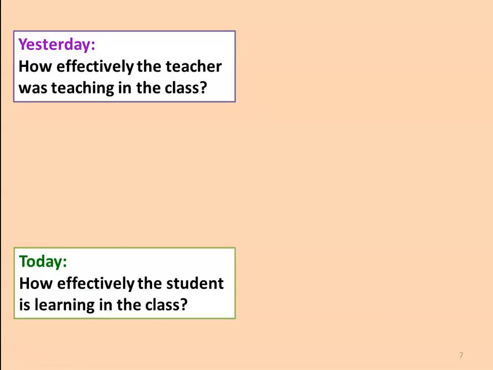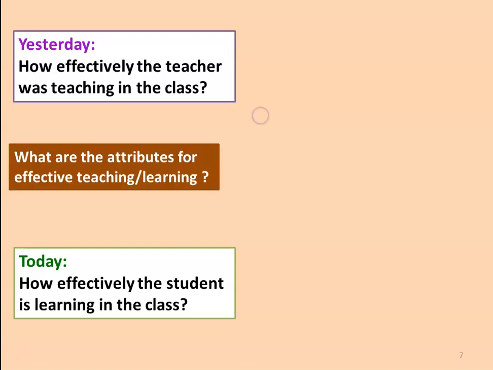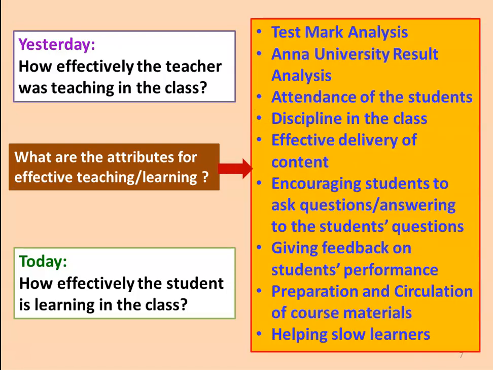Yesterday, the metric was how effectively the teacher was teaching in the classroom. But today, how effectively the student is learning in the class, that is the metric. Yesterday it was effective teaching by the teacher, but today it is effective learning by the student. Whatever it is, we have certain attributes: test mark analysis, end semester result analysis, attendance of the student, discipline in the classroom, effective delivery of the content, encouraging students to ask questions, answering the students' questions, giving feedback on students' performance, preparing and circulating the course material, helping the slow learners. So these are all we are doing for promoting better learning and also to effectively deliver the lecture.